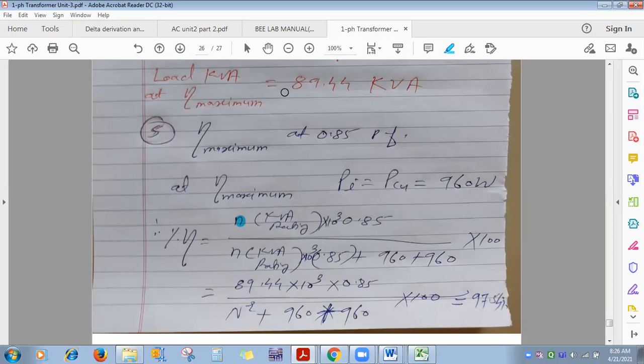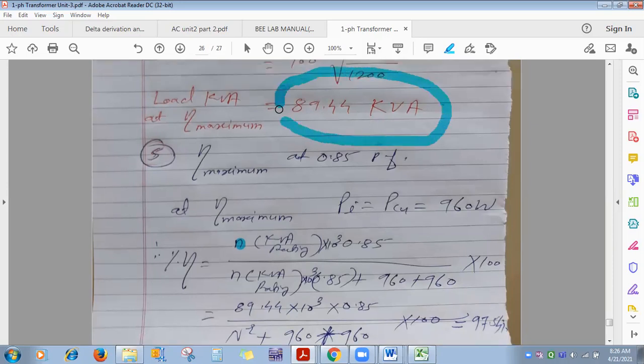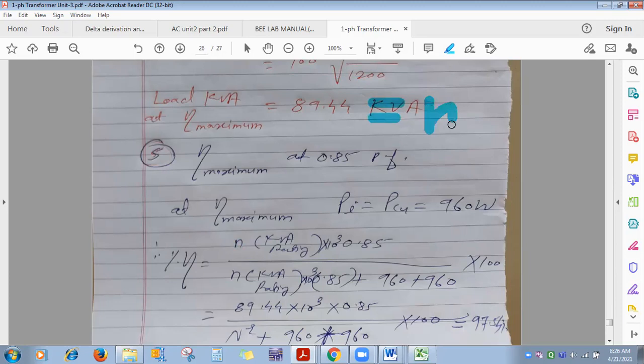See, this is the kVA rating at what? Maximum efficiency. If I equate it to N into 100 kVA, can I equate it to N into 100 kVA? Then whatever is the value of N will be N at maximum efficiency, isn't it? Equate it to N into 100. Yes, students? N into 100 equal to this.